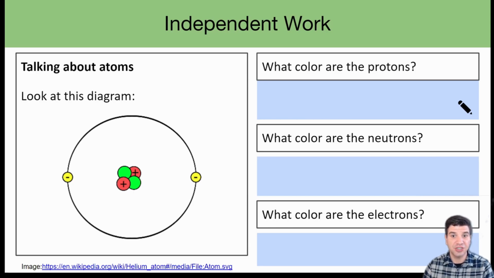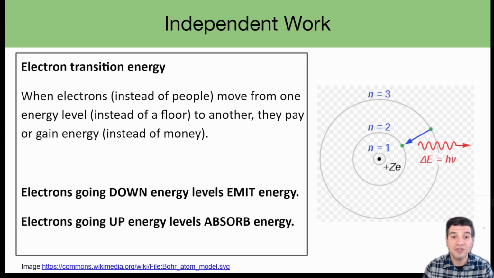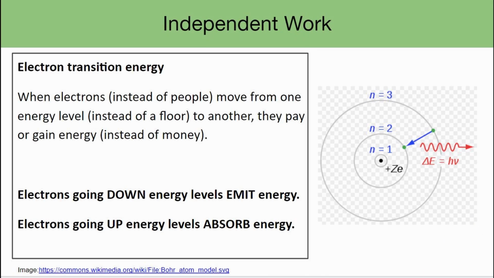So how does this analogy compare to what's going on with energy levels within an atom? Well, discrete spots that Niels Bohr referred to as energy levels. He labeled them 1, 2, 3, and so on. Electrons can't be between the two levels, just like people can't live between the two floors in a college dorm. When electrons go down energy levels, they emit energy, whereas when electrons go up an energy level, they will absorb it. And to bring this back to our analogy, as students move from high levels down to low levels, they pay money. And as students move from low levels to higher levels, they gain money.